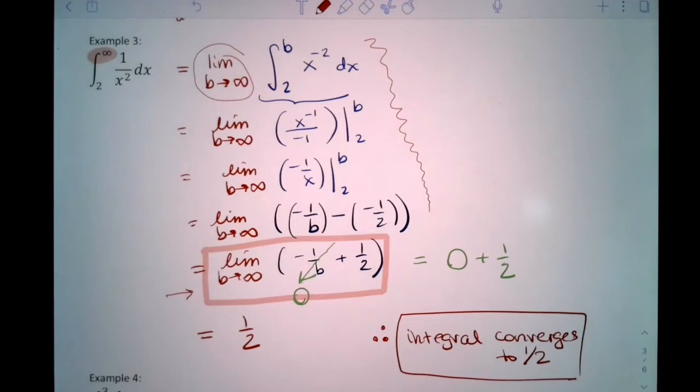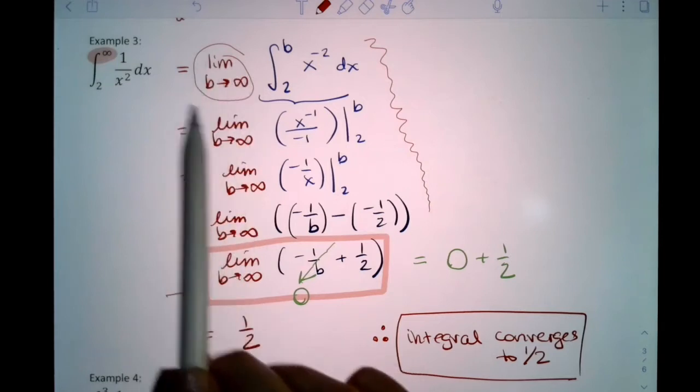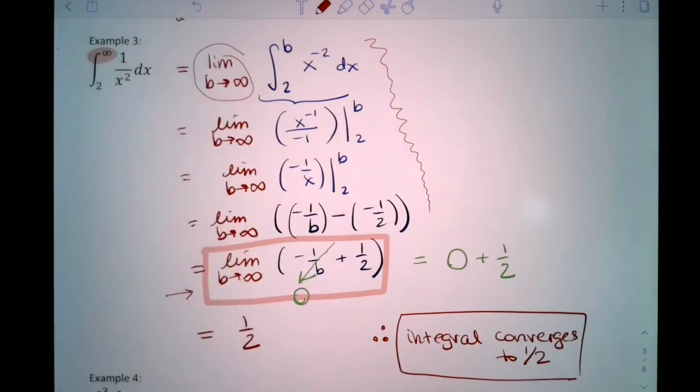I will tell you this, if you do not address the problem, you do not earn points for this problem. If you sort of ignore the fact that the infinity is there, you have not successfully worked out an improper integral. All right, let's move on to example 4.